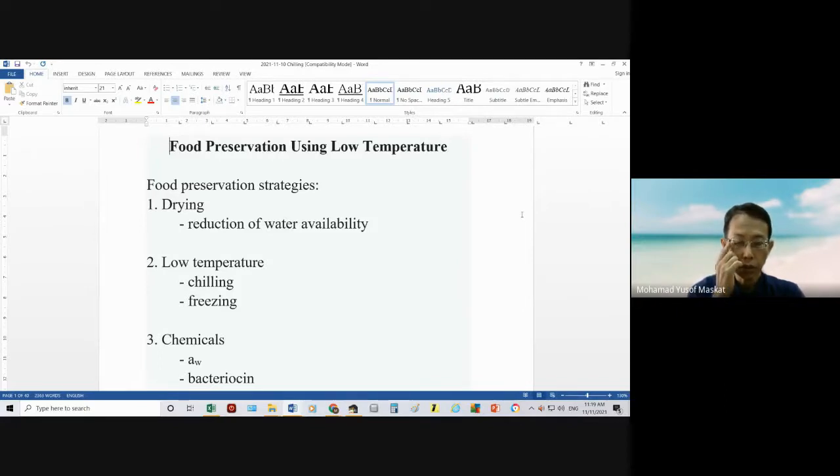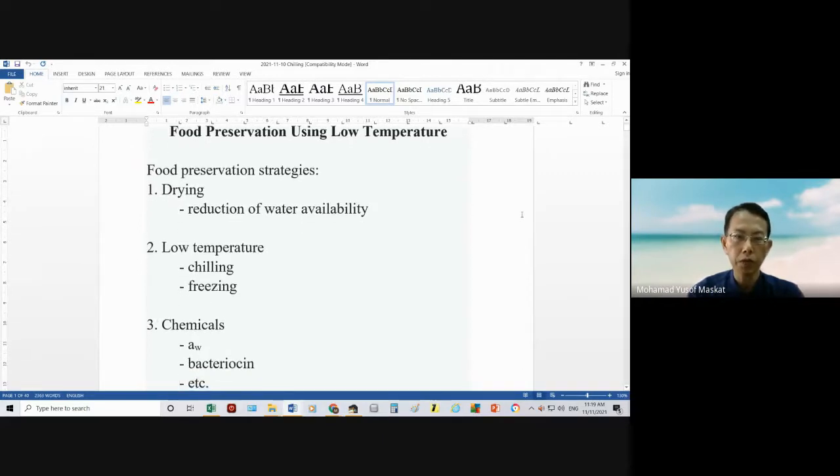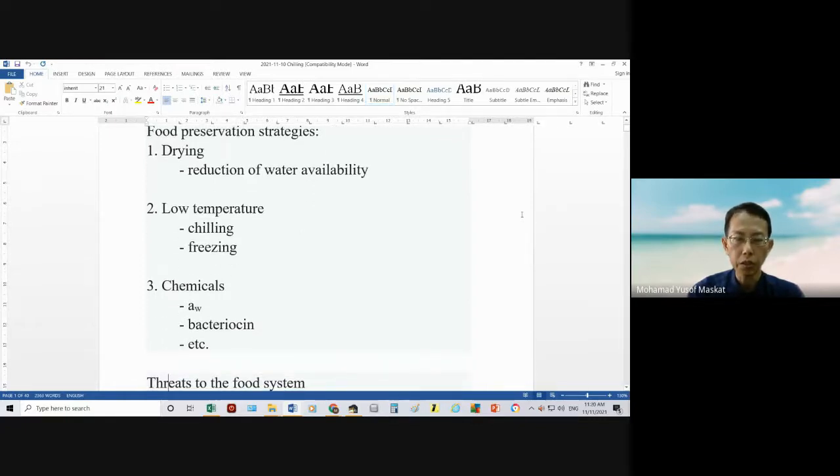So what are the food preservation strategies? Examples are reduction of water availability, for example drying. And then we also have low temperature, for example chilling and also freezing. What is chilling and freezing?